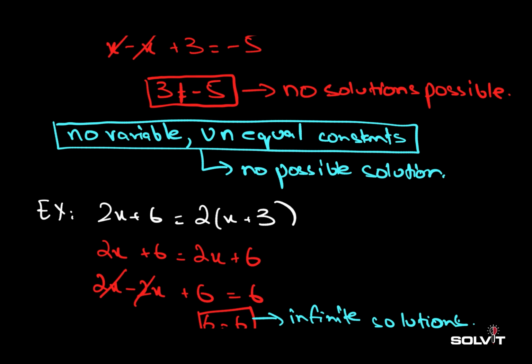So guys, let's solve a few examples related to this concept, but let me just go through it again. The second type of linear equation is such that the variables will cancel out, but the constants are not equal. In that case, there will be no possible solutions. Then there is another example where the variables cancel out and the constants are also equal. In that case, there are going to be infinite solutions.